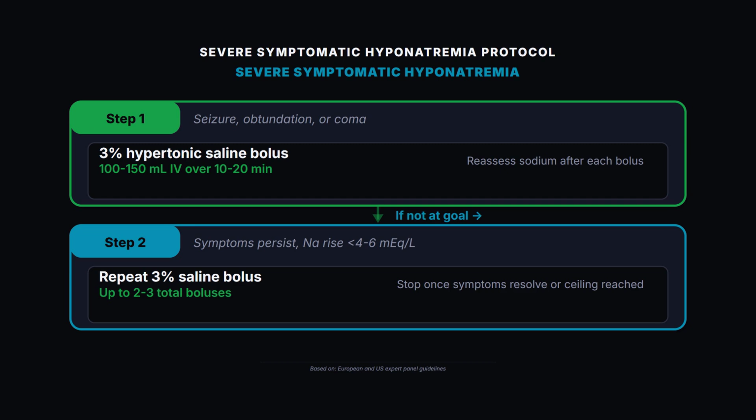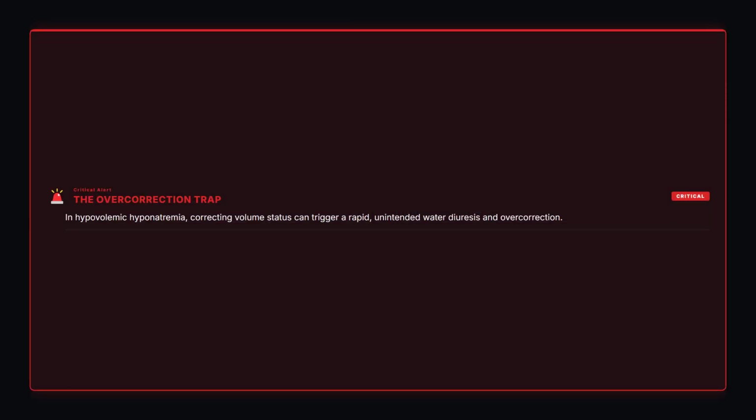Overcorrection happens fastest in hypovolemic hyponatremia. Once volume repletion shuts off ADH and the kidneys start free water diuresing on their own, sodium can climb far faster than you intended. Watch hourly urine output closely in these patients. A sudden diuresis is your warning sign.